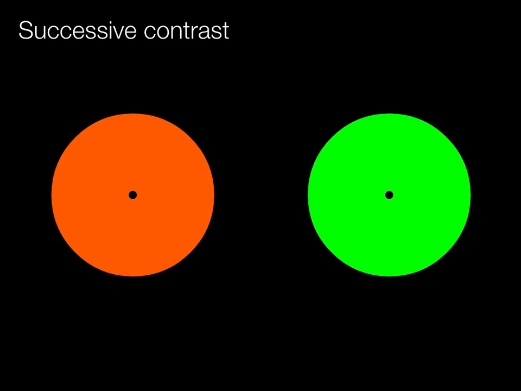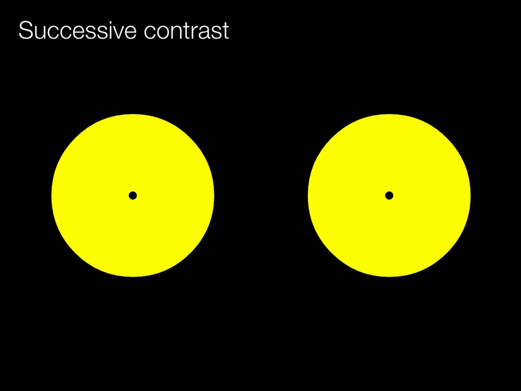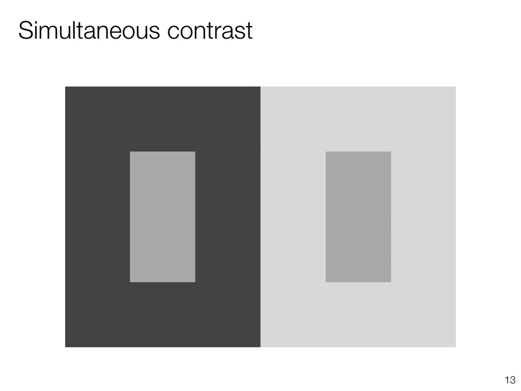So here we have orange and green. And then if we have that kind of sink in on our retina, this will actually have a longer impact on the perception of these yellow tones. So that's successive contrast. There's also simultaneous contrast.